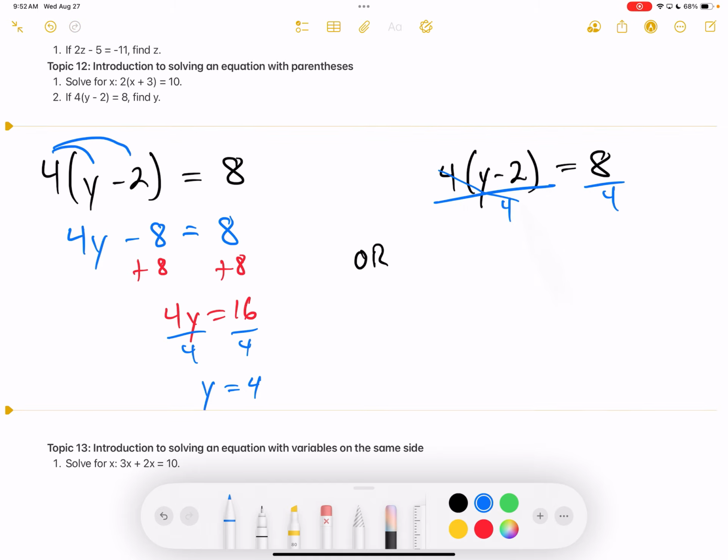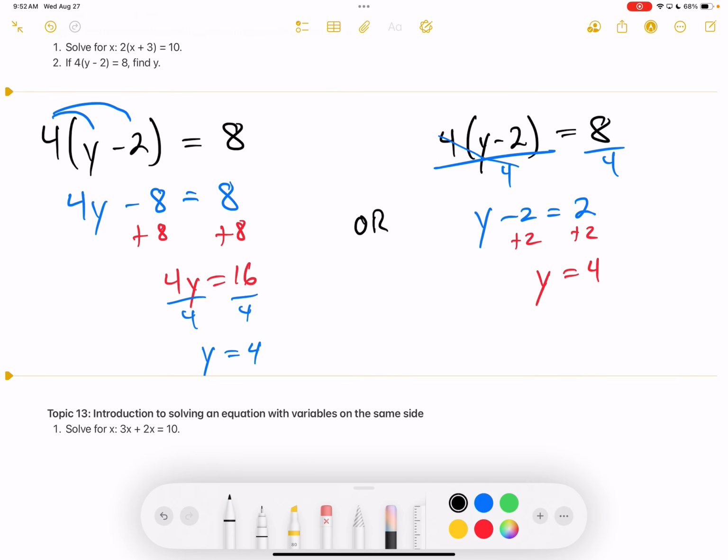And these 4 cancel out, and I have y minus 2 equals 2, and then add 2 to both sides. There is a scenario where that comes in and makes it easier later on in the semester. But again, you don't have to do that. There's a different option there. And like I said, nobody ever really shows you that. That is the same thing. This is 4 times something, so you can just divide to start.